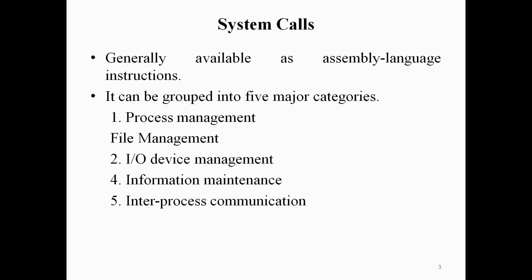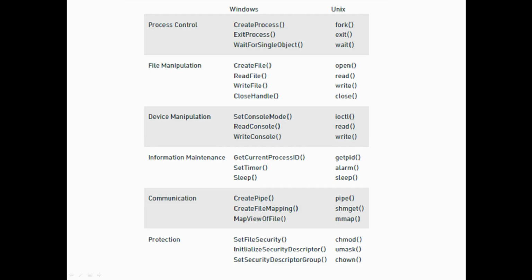Okay, so there are different types of system calls. Many types of system calls are available. They are grouped into nearly 5 categories: process management, file management, IO device management, information maintenance, and inter-process communication. So before getting into each type, let's see the different formats in which we can make these calls.